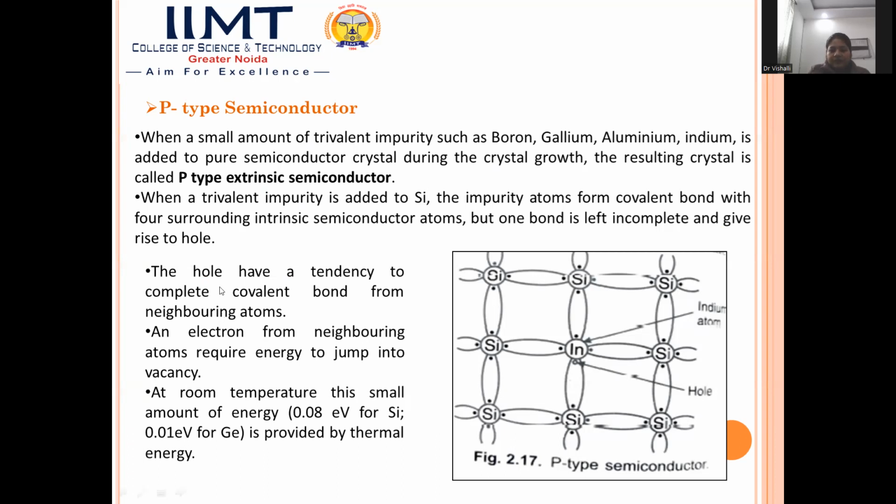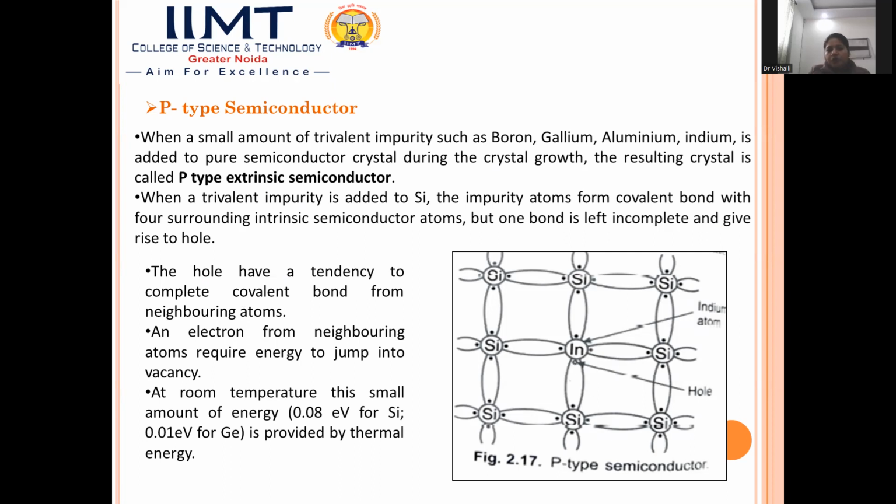Now we will have a large number of holes in the semiconductor, between the atoms of the intrinsic semiconductor, because only 3 atoms go to the bonded position, and the fourth position is left vacant, and that gives rise to the hole. This hole has a tendency to complete its covalent bond from a neighboring atom. The electron from the neighboring atom requires energy to jump to this vacancy. Suppose an electron from here or here can jump to this vacant position and fill this vacancy.